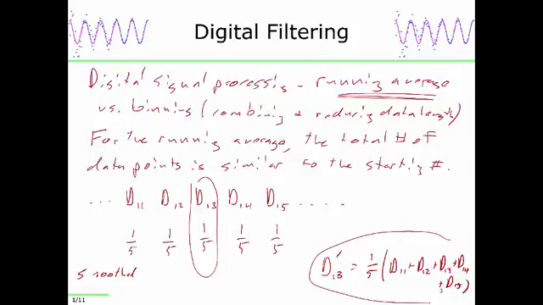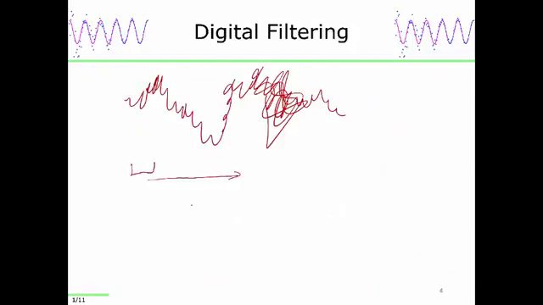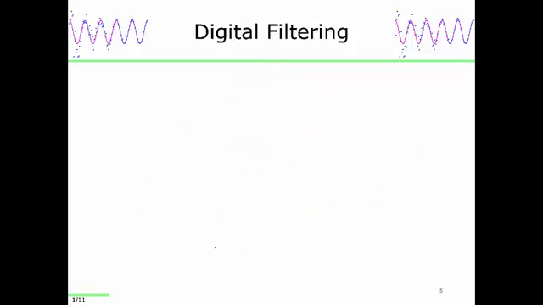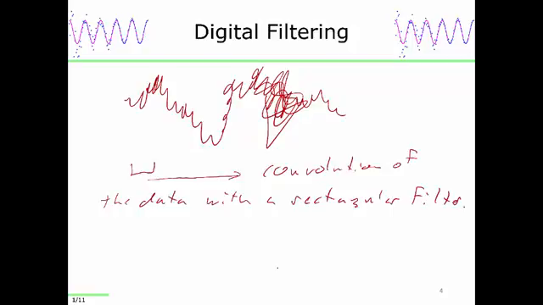So this really is actually convolution of the data with a rectangular filter. Why do I call it rectangular? Oh, there's a question first.